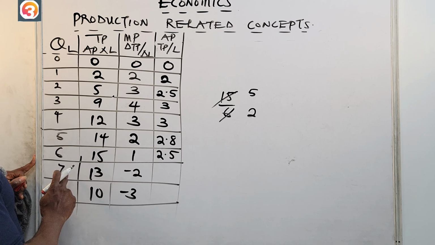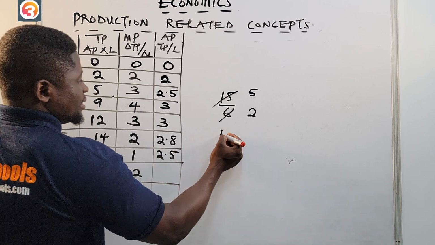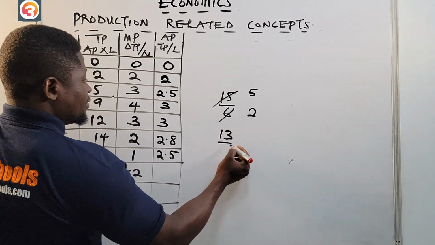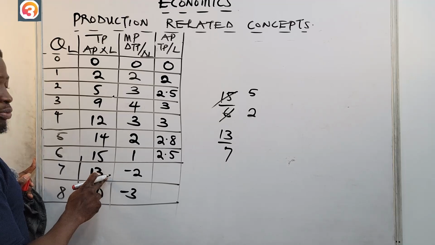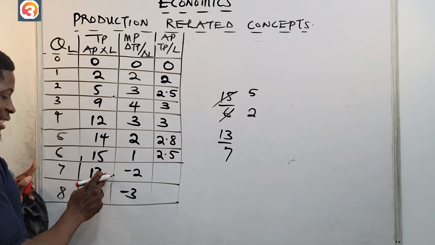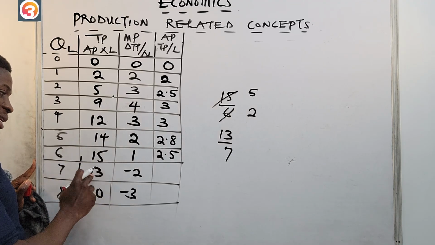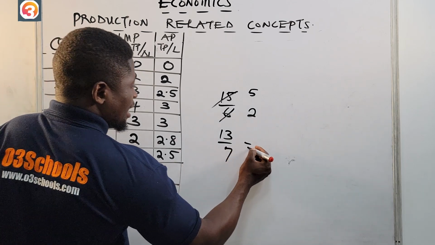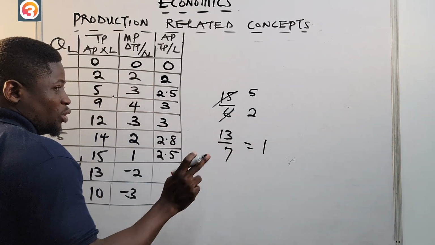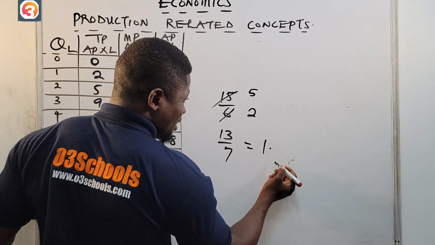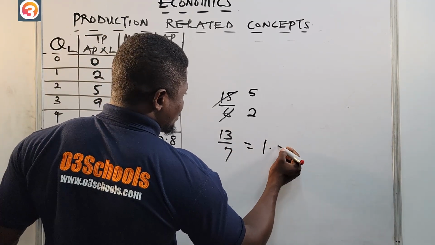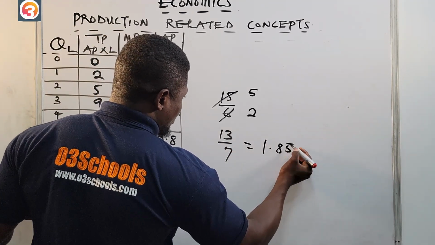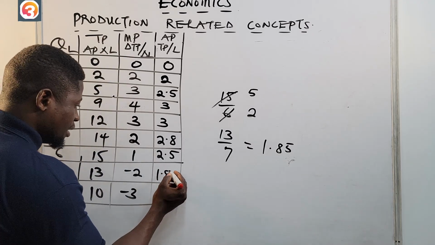So let's go. Then 13 divided by 17. That is total product divided by labor. 13 divided by 7. 7 can go into 13 once, that's 6 remaining. 7 times 8 is 56. So we are going to have 1.85.